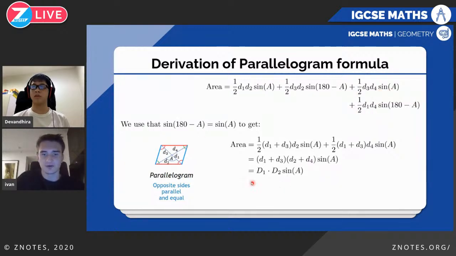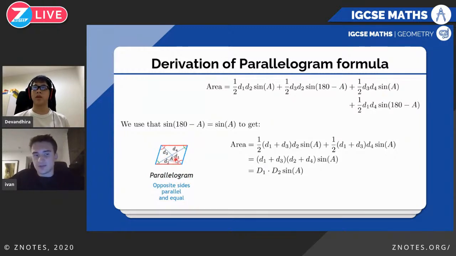I believe I made a typo here. It should be half, because when you add them, you still have the half. So the half I accidentally didn't put in. But basically, we use that sine of 180 minus A is actually sine A. And then we add them all up, and we get this. So the area of a parallelogram should be a half of the big diagonal D1 times D2 sine A. So you can use that if you'd like as well.